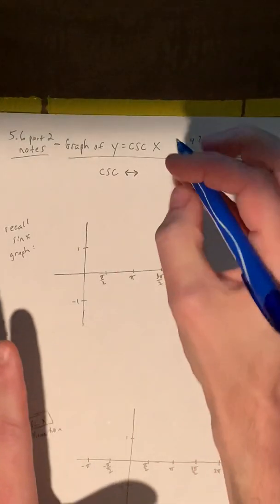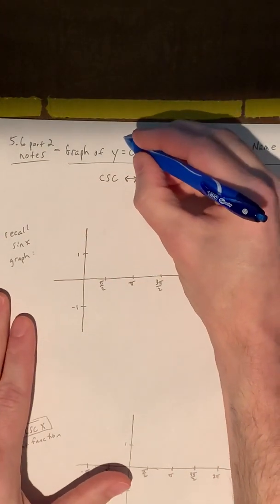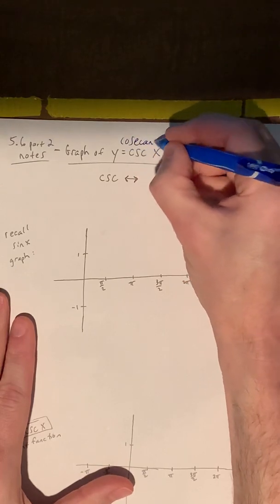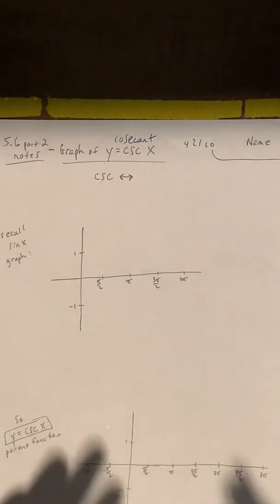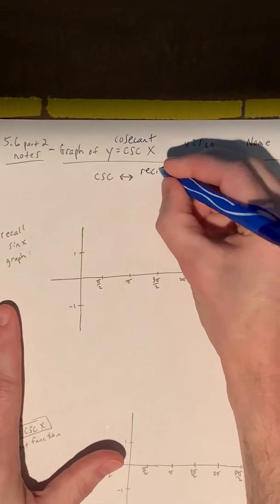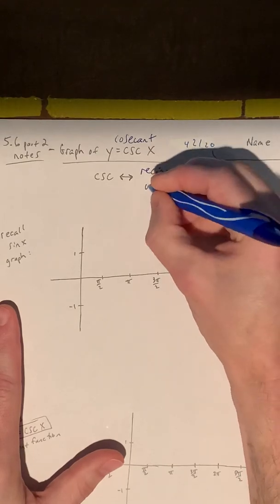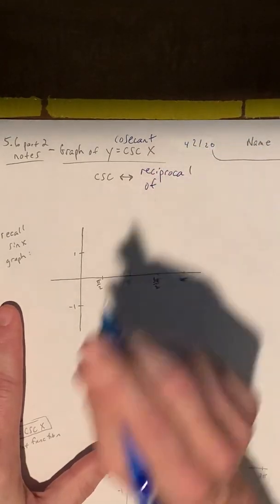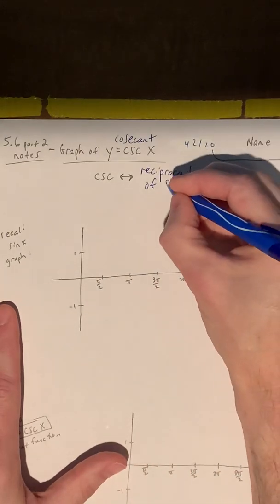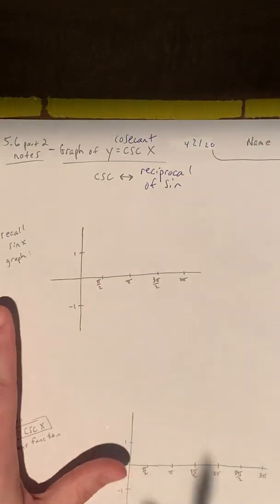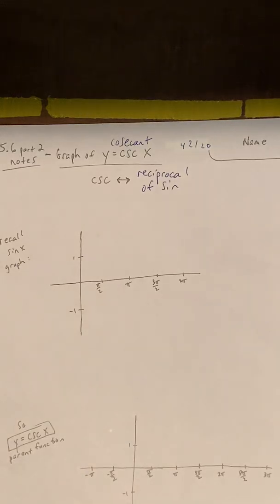All right, so remember CSC is the abbreviation for cosecant. And remember that cosecant is the reciprocal of, do you remember which one? Remember, don't put the cos together. Cosecant does not go with cosine. Cosecant goes with normal sine. So cosecant and sine are reciprocals of each other. So what that means for us is that the cosecant graph is related to the sine graph.